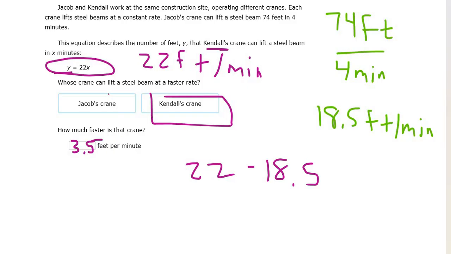Notice we're not going to try to trick you with anything like one is in feet per minute while the other equation is in yards or something like that. They should be the same unit. Going on to the next question.